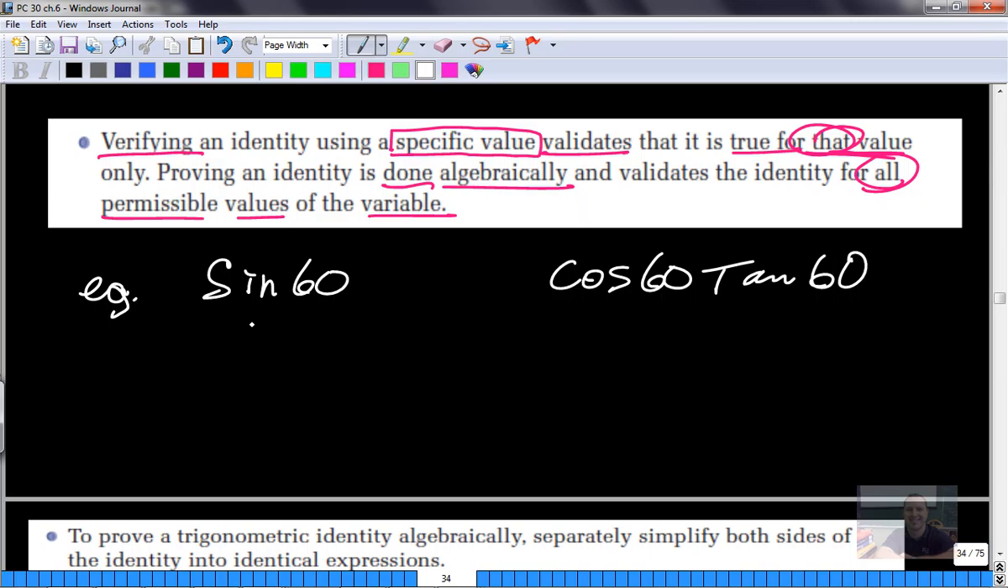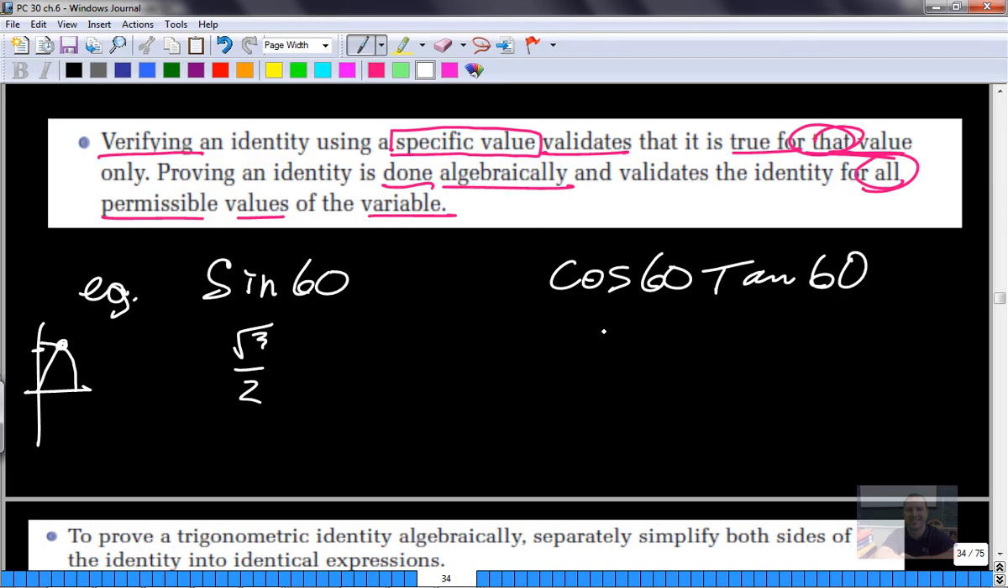Help me out here on your calculators. What's the sine of 60? Or maybe you know this from the unit circle. What is it? Root 3 over 2. Okay, so the sine is the second coordinate, and sine of 60 is way up here, right? So that's that 0.866, root 3 over 2. Good. And what is cos of 60?